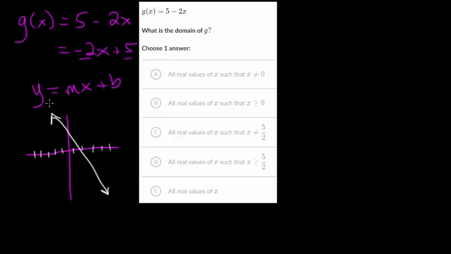And you can see that visually with this line here. Every x value you can imagine, you can plug into this and you will get a y value, and then you will be able to graph that coordinate point. So in this case, it's actually e, all real values of x, that will work. Notice these are all wrong because each of these has a restriction. Some value of x that they're not allowing, or maybe infinitely many values of x that they're not allowing.